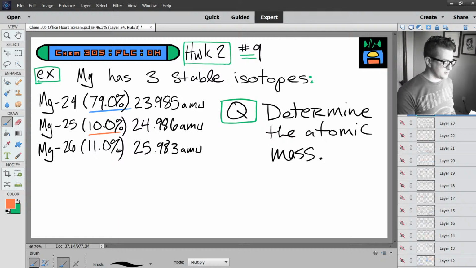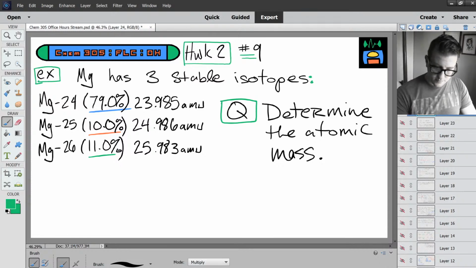Oh goodness, where'd my live chat go? Wait, hang on. There we go. Magnesium 25 has a percent abundance of 10%, atomic mass of 24.986, and magnesium 26, whose percent abundance is 11%, whose atomic mass is 25.983. All right. So here's the info. Let's go ahead and solve and find our atomic mass.